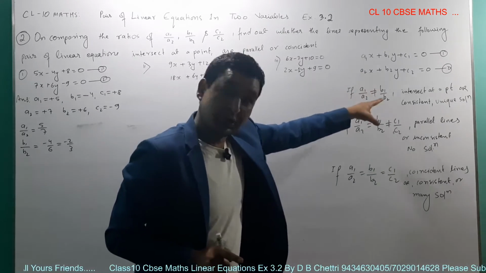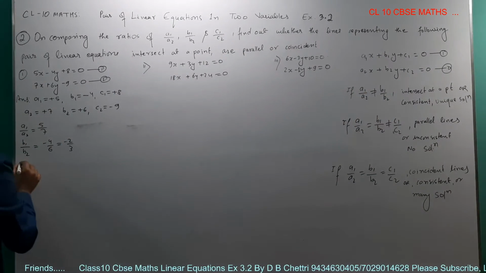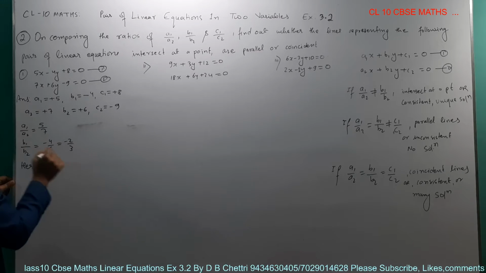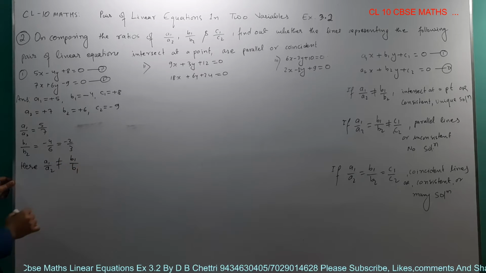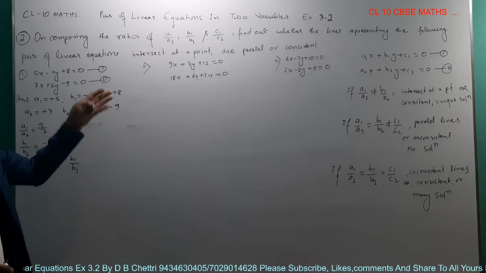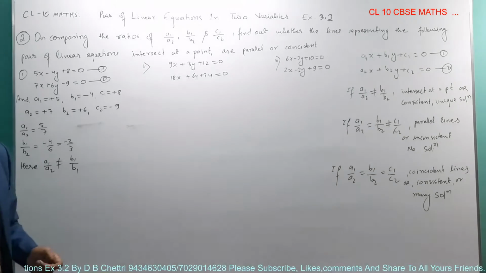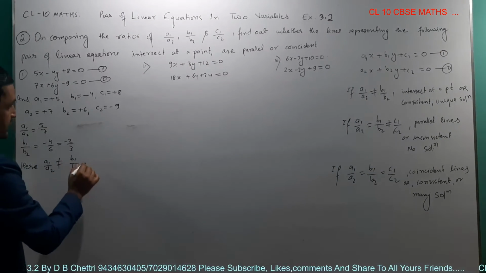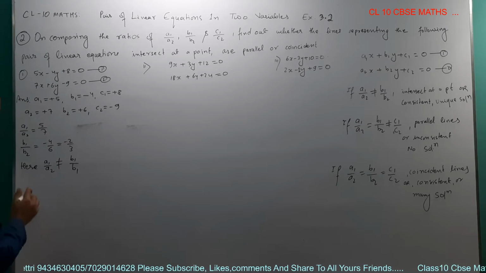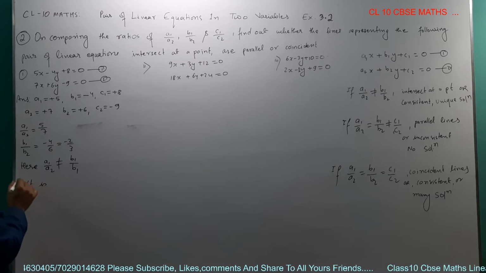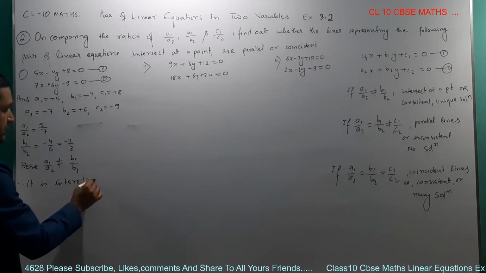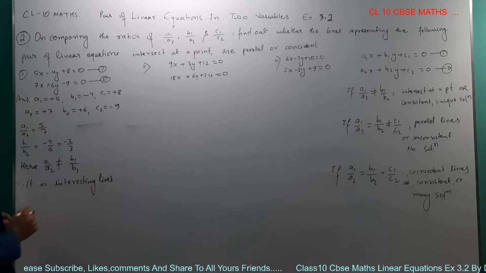a1 by a2 is not equal to b1 by b2. Here the ratio a1 by a2 is not equal to b1 by b2. If the first ratio a1 by a2 is not equal to b1 by b2, then what kind of lines are these? I will write it below here. Therefore, it is intersecting lines, intersecting at a point.